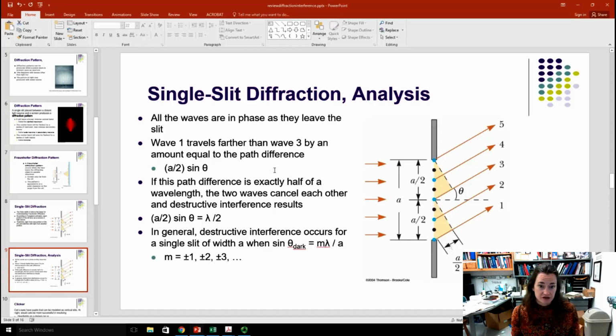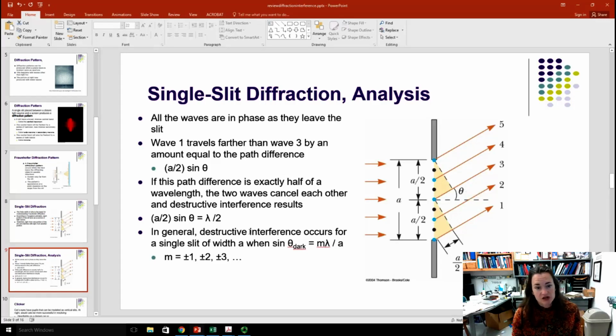If this path length difference is exactly half of a wavelength, then the two waves are going to destructively interfere. They're going to cancel each other out, and you're going to get destructive interference. So you can set that equal. A over 2 sine of theta is equal to lambda over 2 would be a point where you have destructive interference between wave 1 and wave 3.